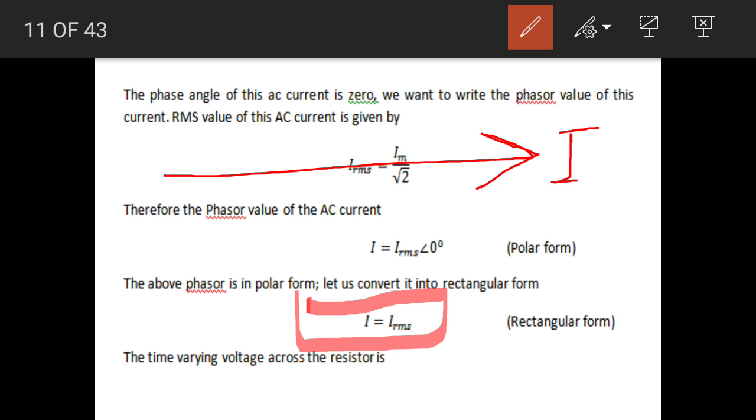We shall consider the angle of the phasor of the voltage across the resistor with respect to this phasor. We shall consider the angle of the phasor of the voltage across the capacitor with respect to this phasor. We shall consider the angle of the phasor of the AC voltage across the source with respect to this phasor. So the phasor for the current is known as a reference phasor.